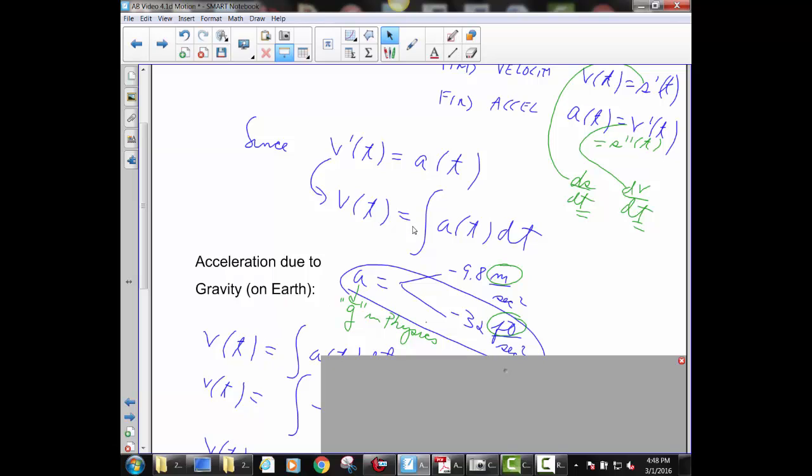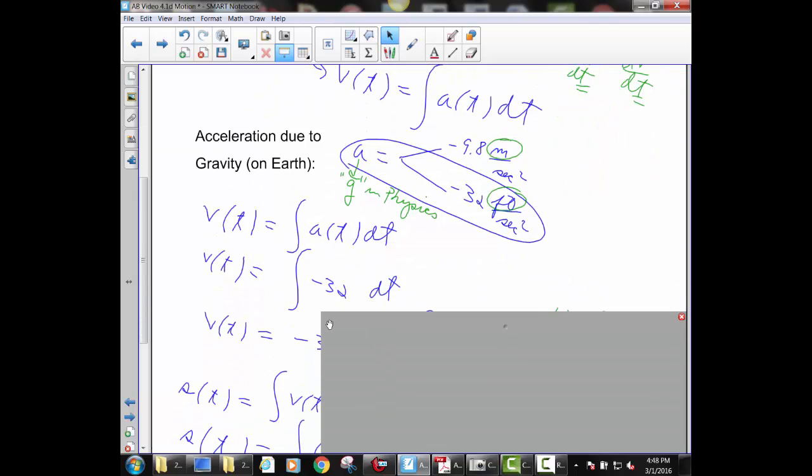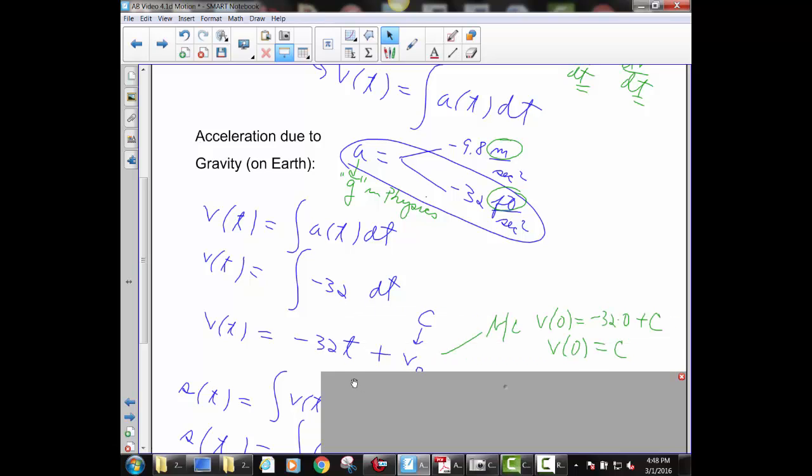Since the velocity is the antiderivative of the acceleration function, if you are on Earth, and let's say we do it in feet, then the acceleration is negative 32. So you're going to integrate negative 32 dt. You're going to get negative 32t plus a constant. However, we're going to name that constant initial velocity because when the time is 0, if you replace t by 0, you'd get negative 32 times 0 plus whatever that constant is. As it turns out, that constant is the velocity at time 0, so we call it v0.